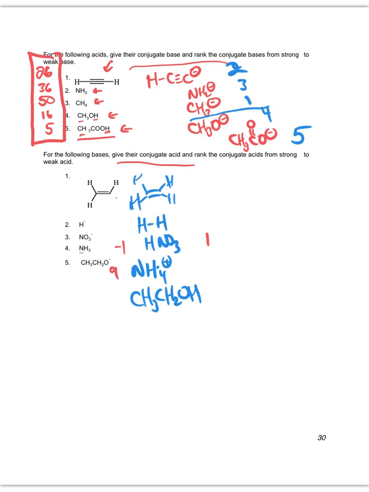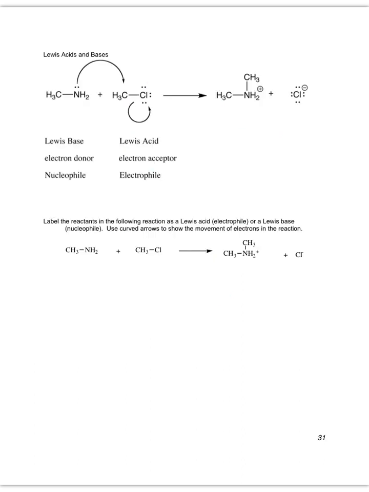Ammonium is about 9, ethanol 16, and these two are pretty close to the same, 36 to 40, H2 and the ethylene. So those two really aren't a good choice for the problem. So the nitric acid is 1, the ammonium is 2, the ethanol is 3, and then of the other two, 4 and 5. Okay, so on to the next page.